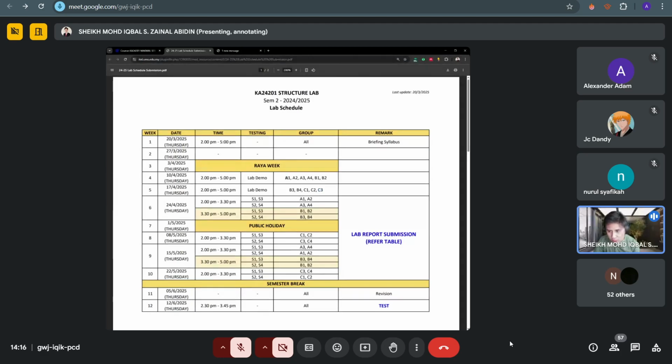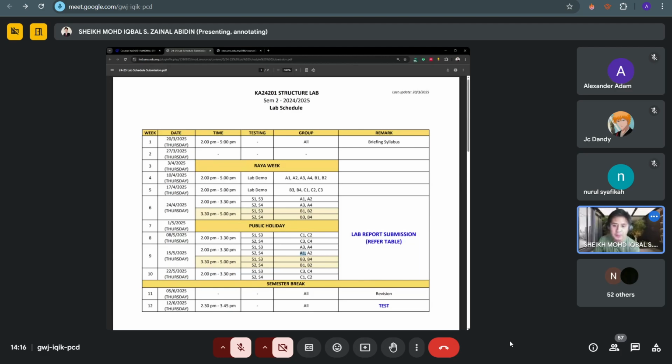So if you are in group A1, you only have to come to sessions where I put here that group A1 needs to come, all right? So A1 here, you need to come here, here, and maybe somewhere else, all right? You only need to come to the designated sessions for you, right? You don't need to come every day, right?